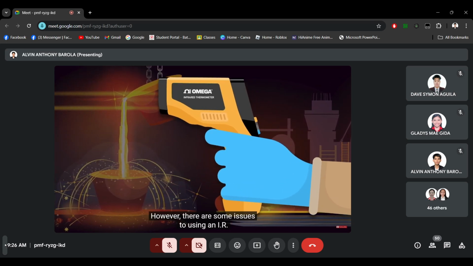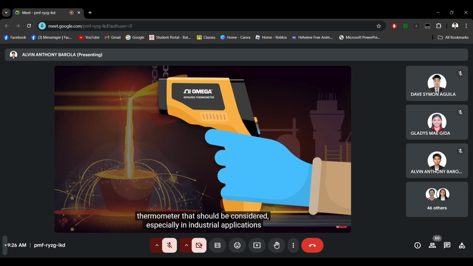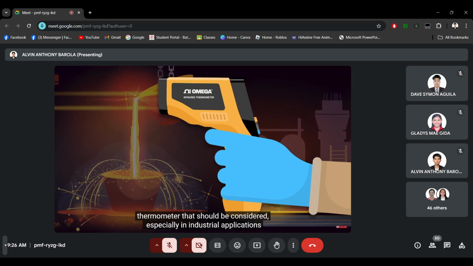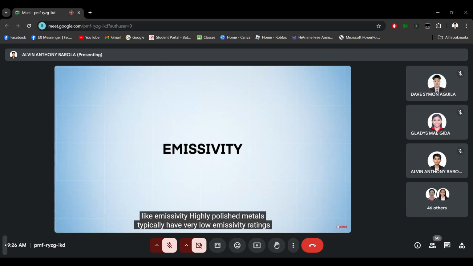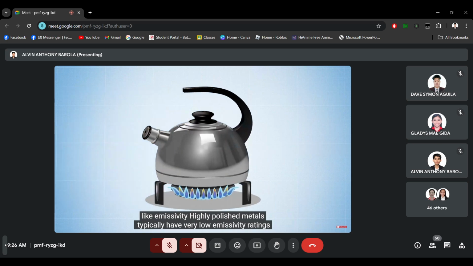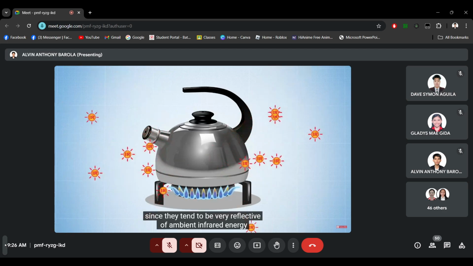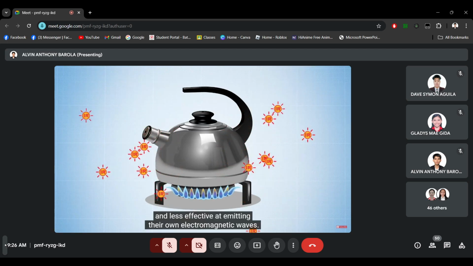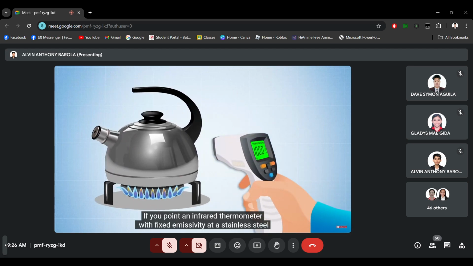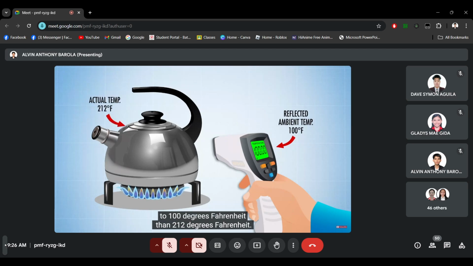However, there are some issues to using an IR thermometer that should be considered, especially in industrial applications, like emissivity. Highly polished metals typically have very low emissivity ratings, since they tend to be very reflective of ambient infrared energy and less effective at emitting their own electromagnetic waves. If you point an infrared thermometer with fixed emissivity at a stainless steel pot filled with boiling water, you might get a reading closer to 100 degrees Fahrenheit than 212 degrees Fahrenheit.